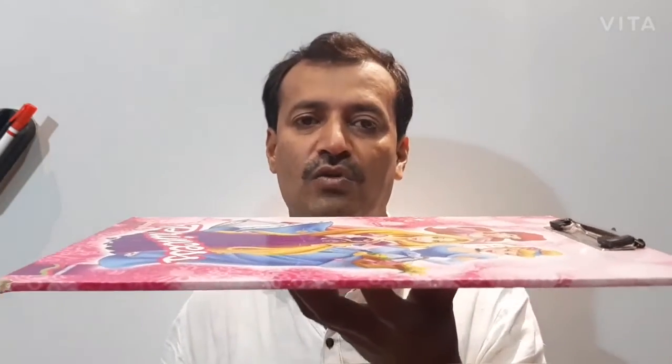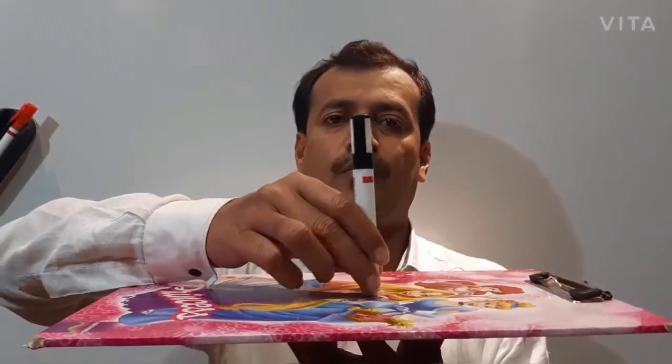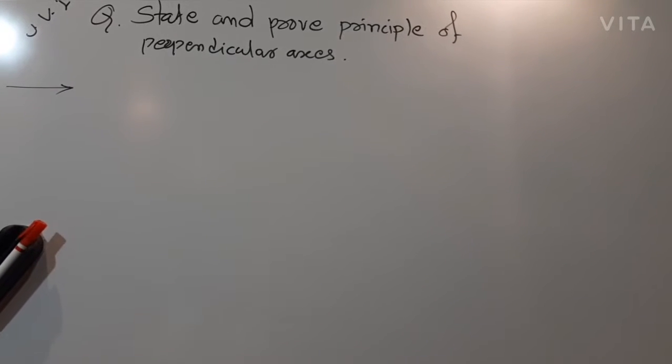So I would like to repeat the statement again: the moment of inertia of a plane lamina about an axis perpendicular to its plane is equal to the sum of its moments of inertia about two mutually perpendicular axes in the plane of the lamina intersecting at a point where the perpendicular cuts the lamina. So write down this statement. This is our statement.